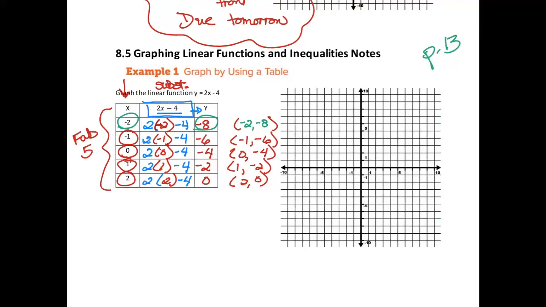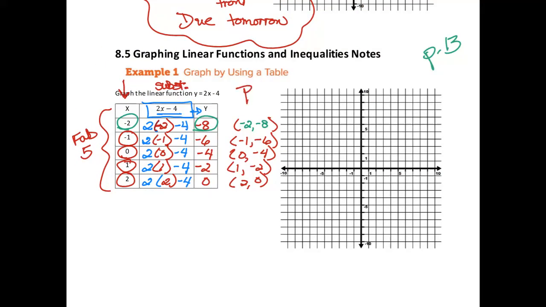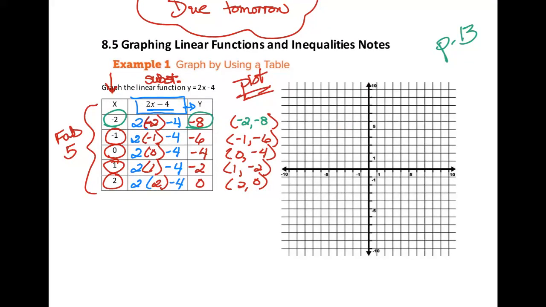All right, now we need to plot these points on the coordinate plane. So -2 is going to be 2 to the left, and then -8 is 8 down. There's -5, 6, 7, and 8. So that is that first point. Then we have -1, -6. That's 1 to the left and 6 down.